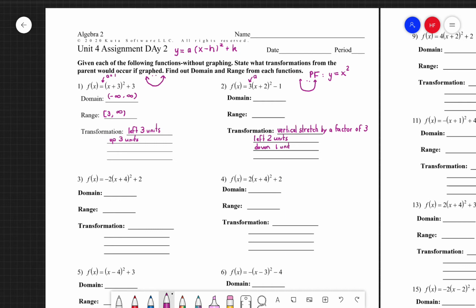So those are the 3 things that I saw that were different. And the down 1 unit affects my range. It is a happy parabola, so the down 1 is going to be my lowest value. So negative 1, and then up toward infinity. Domain, negative infinity to positive infinity.